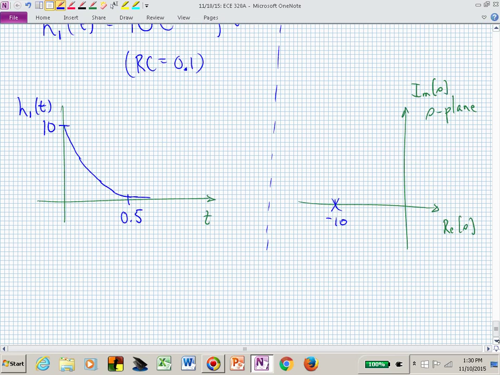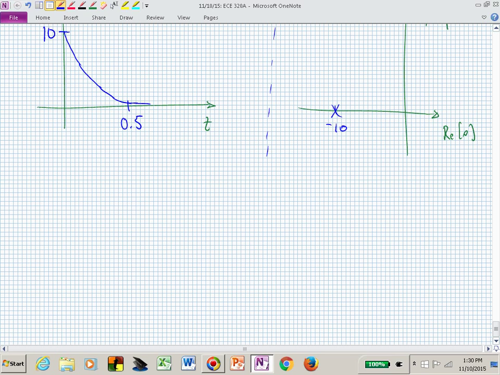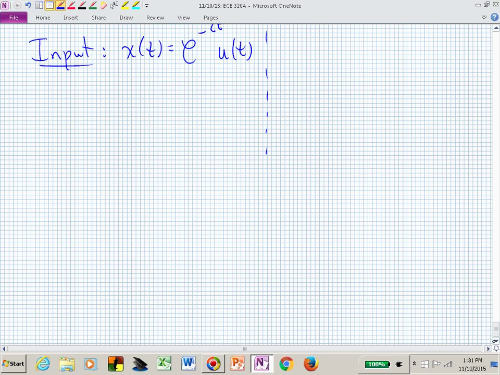What if now somebody says, okay, there's my system, that's my low pass filter, it's passive. What if they now say, I'm going to give you an input, and that input x of t, let me say that's e to the minus 2t for non-negative values of time, or I'm switching it on at time 0, and that means I can multiply it by u of t. What's that look like as a function of time? Maybe I sketched my earlier one.